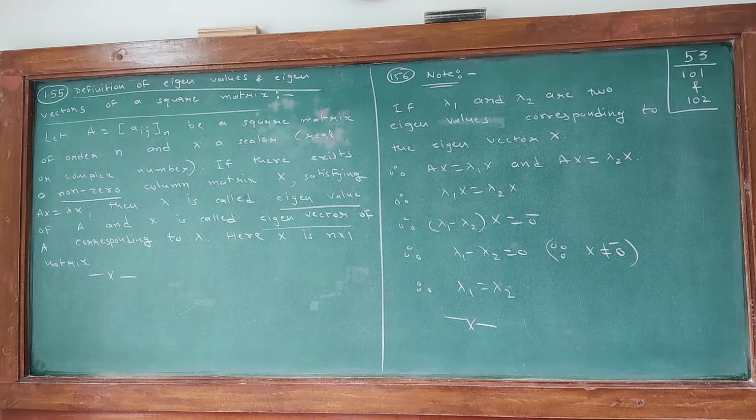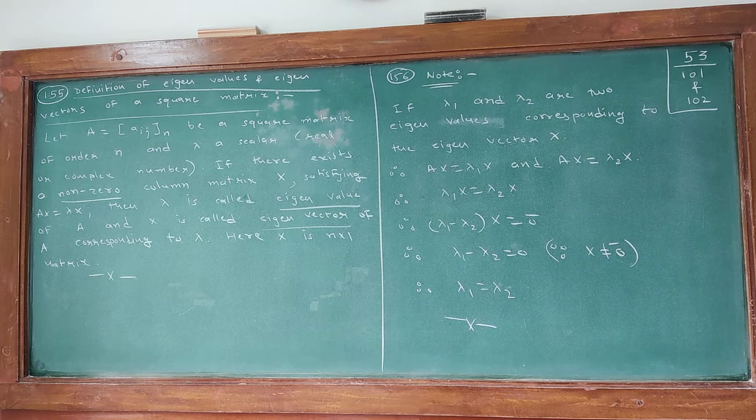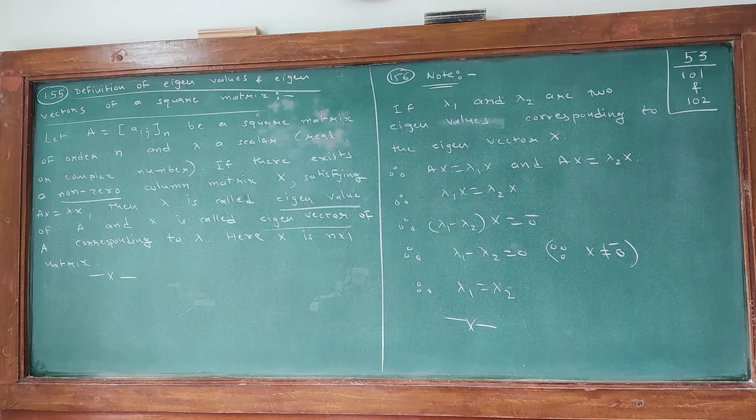Let A = [aij] be a square matrix of order n and lambda a scalar, real number or complex number. If there exists a non-zero column matrix X satisfying Ax equal to lambda x, then lambda is called eigenvalue of A and x is called eigenvector of A corresponding to lambda. Here x is n cross 1 matrix.